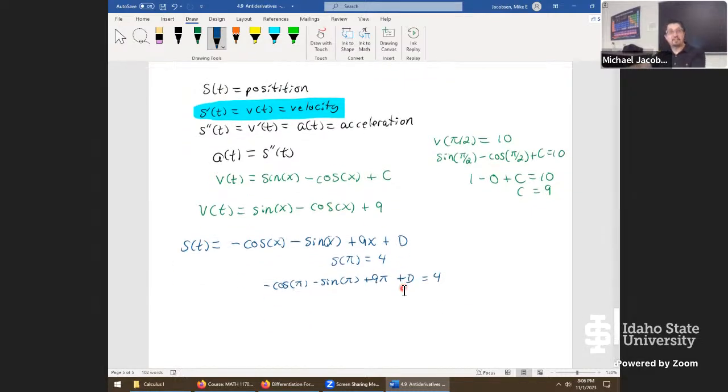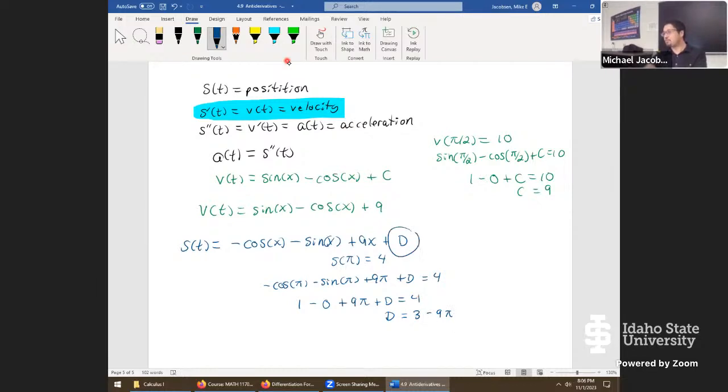Then this equation is not too bad. There's more terms, but cosine at pi is -1. So that whole first term turns into a positive one. At pi, sine takes the value 0, so it's -0, plus 9 pi, plus d equals 4. And then we're just about there, folks. We can now say that constant d is, I'll take the 4, subtract 1 from it, then subtract 9 pi from it. And we've essentially done it.